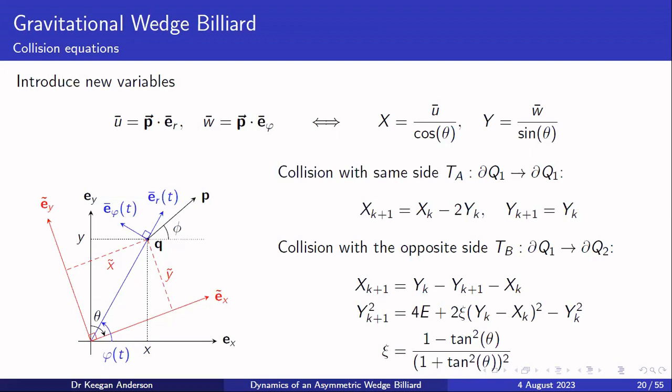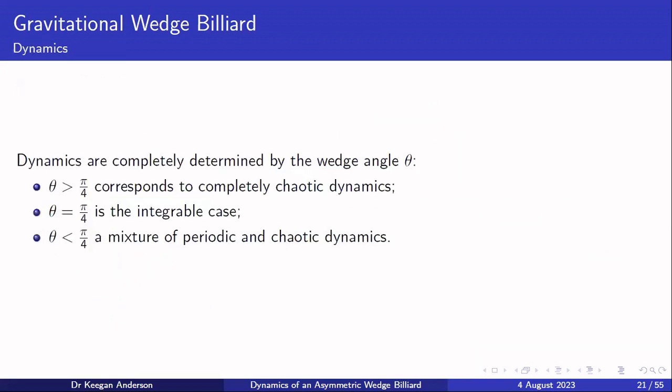If the particle starts on partial Q1, then it collides with partial Q1 again, which was the right-hand wall in the previous slide. And that's given by the third equation in the center of the slide. And you can also derive collision equations where you have a particle starting on the right-hand side and it collides with the left-hand side. And that's given by the last three equations on the slide. And now that we have these discrete equations, the question is, what's the dynamics? How does the dynamics evolve?